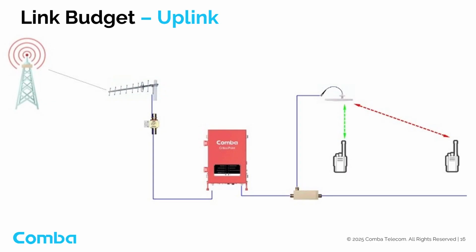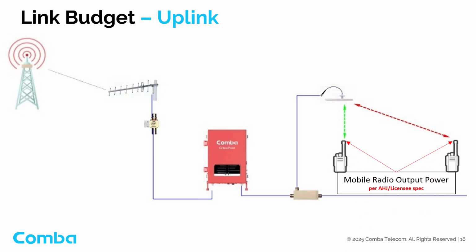Next, we will perform an uplink link budget. The uplink link budget traces the signal path from the portable radio transmitter to the public safety communications tower, estimating the signal strength received by the radio tower from both the near and far radios within the building.